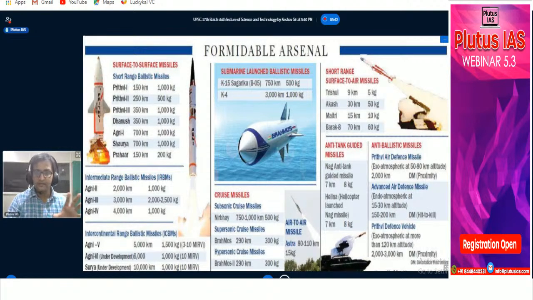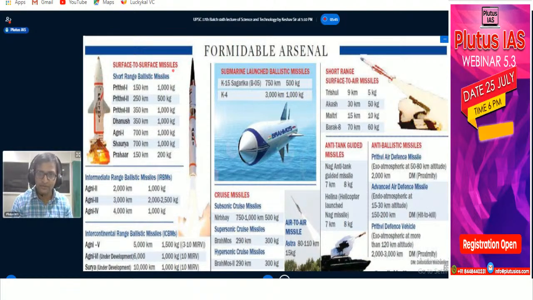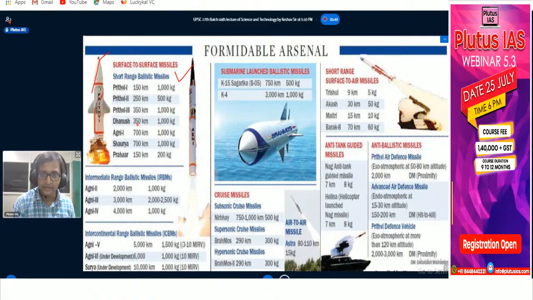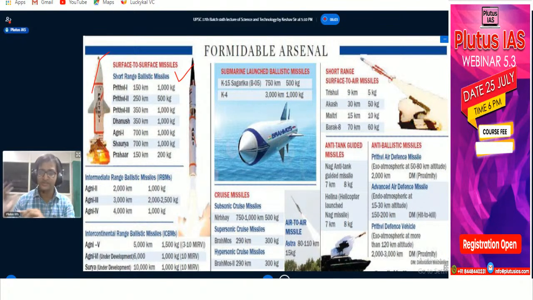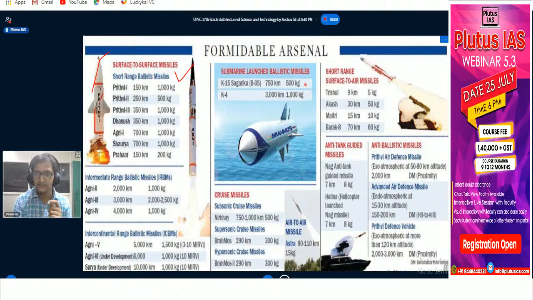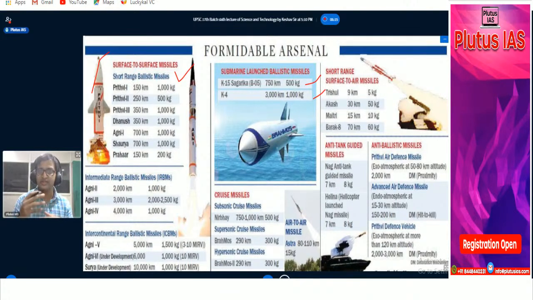Then come to the next one. I had given one summary for every missile. Surface to surface missiles are like Prithvi, Dhanush, Agni, Saurya, Prahar. Agni has different types: Agni 1, 2, 3, 4, 5, and 6 is under development. Then we have submarine launched, means submarine के ऊपर से launch करना. Submarine launched ballistic missiles are K-15 and K-4. Then we have cruise missiles, like the subsonic cruise missile Nirbhay.